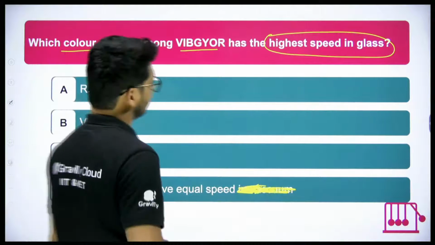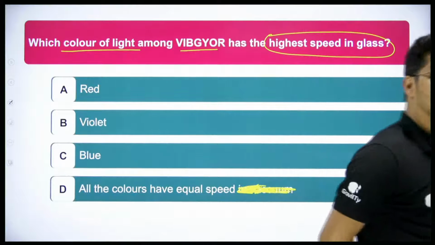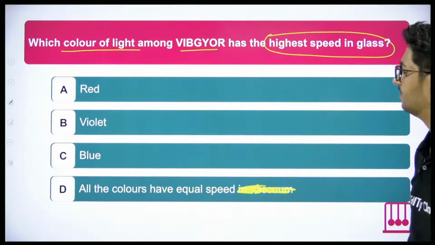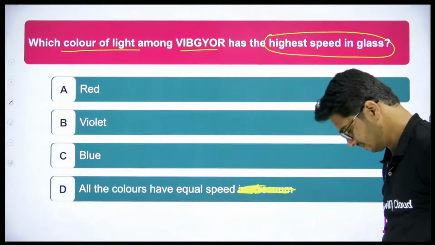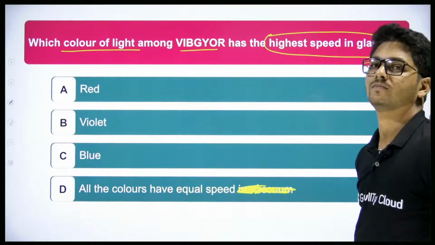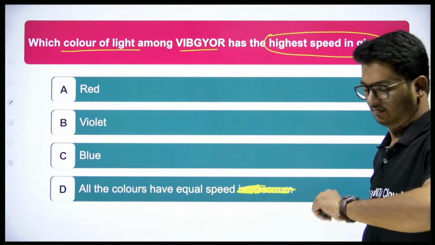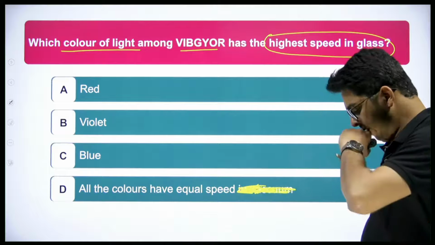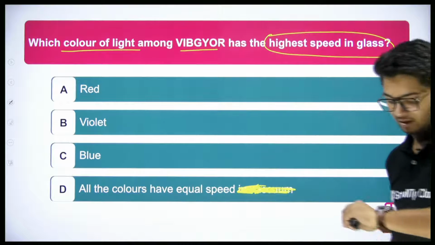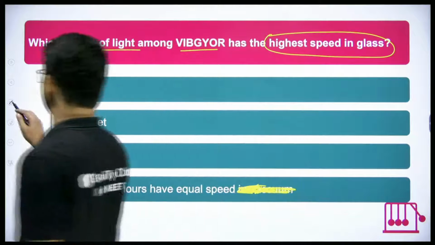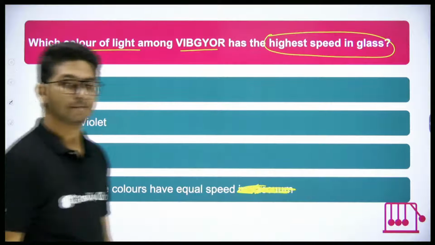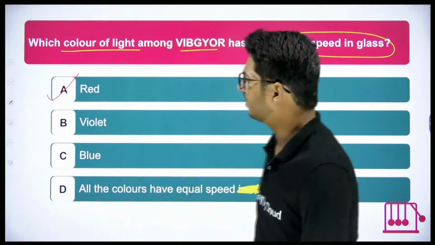So please tell, which of them has the highest speed? I'll give you some time to think. 15 seconds. Think about that. And the answer is red color. Now how come it is red?